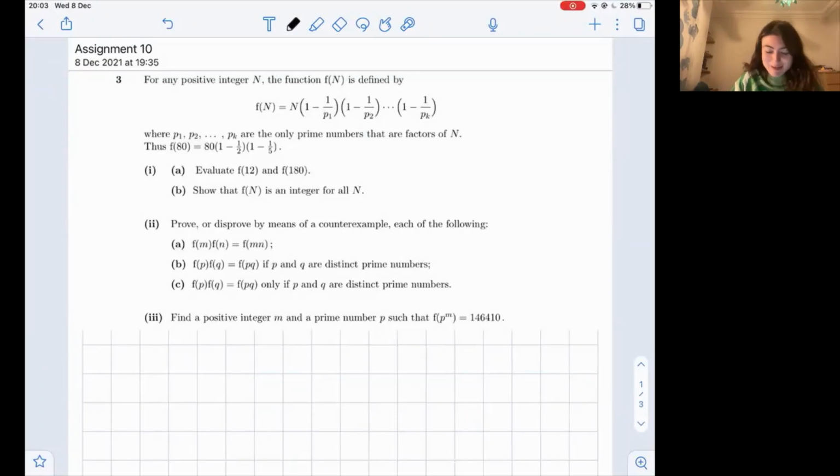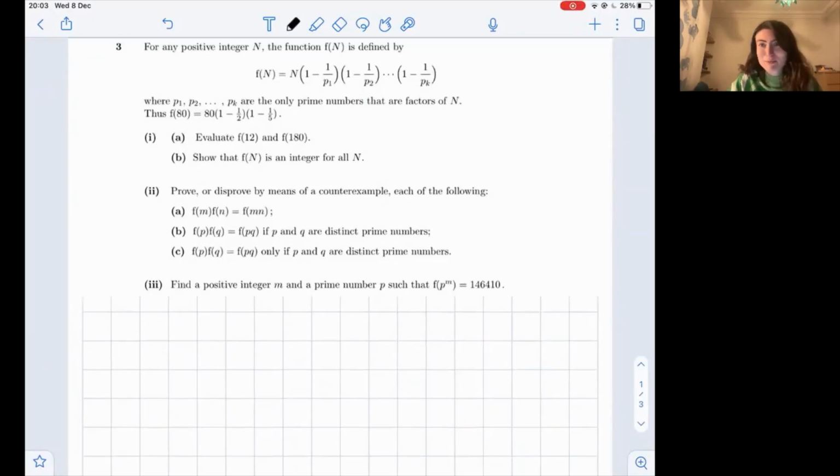Hi everyone. Today I'm going to be going through the STEP question from assignment 10 of the foundation modules. I actually remember doing this question when I was going through the modules and I really enjoyed it. So I hope you did too.